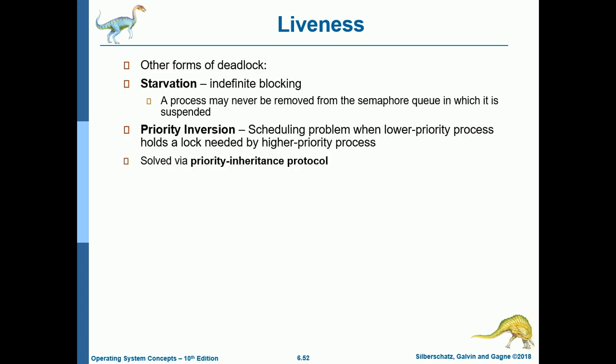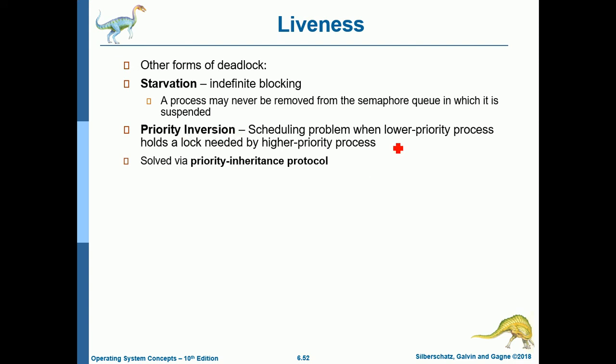Other forms of deadlock include starvation, or indefinite blocking. A process may never be removed from the semaphore queue in which it is suspended. So starvation means the process in the waiting queue will never be executed in its critical section. Then we have priority inversion, a scheduling problem when a lower priority process holds a lock needed by a higher priority process. So what does this mean?